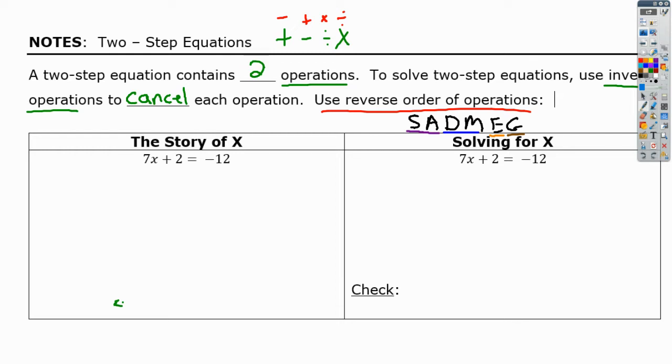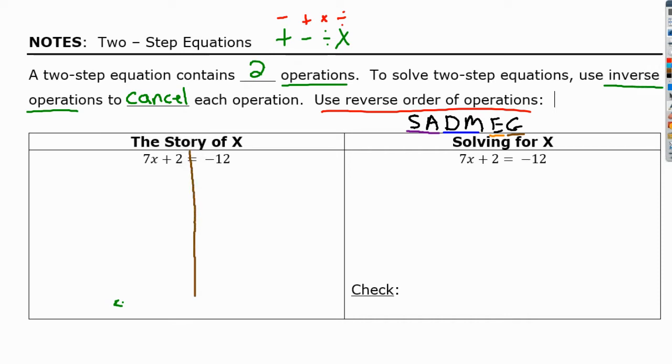Now, our goal is to get the x by itself. So what we're going to do first, and I would recommend you always put your bar down the center. Now, this bar represents our equal sign. And what you need to know is that an equal sign is like a scale. It's always balanced. We need to keep this scale balanced, both sides of the equation. So if we do something to one side, like if I add 1 to one side, I need to add 1 to the other side to stay balanced.